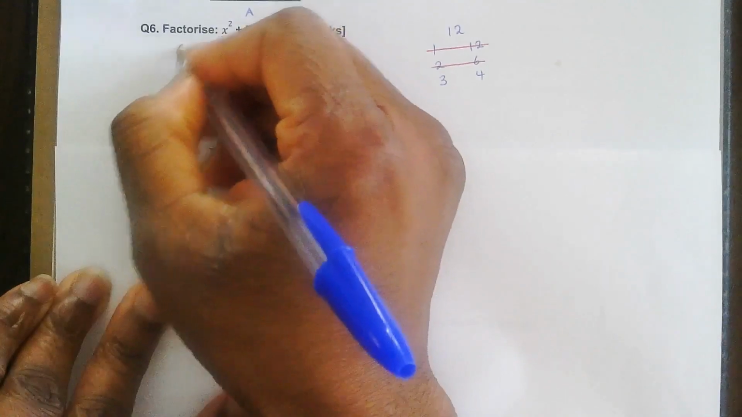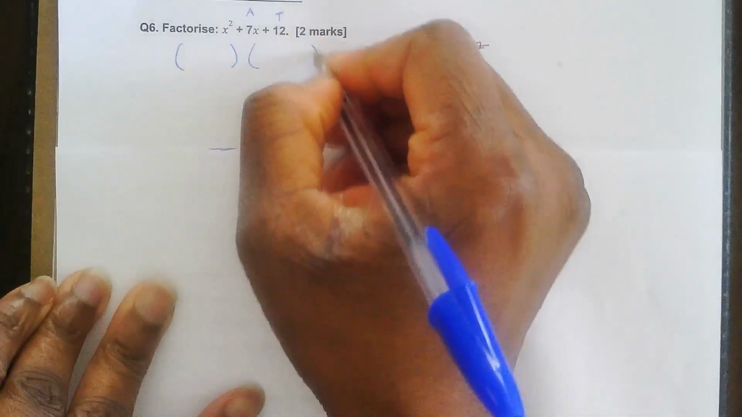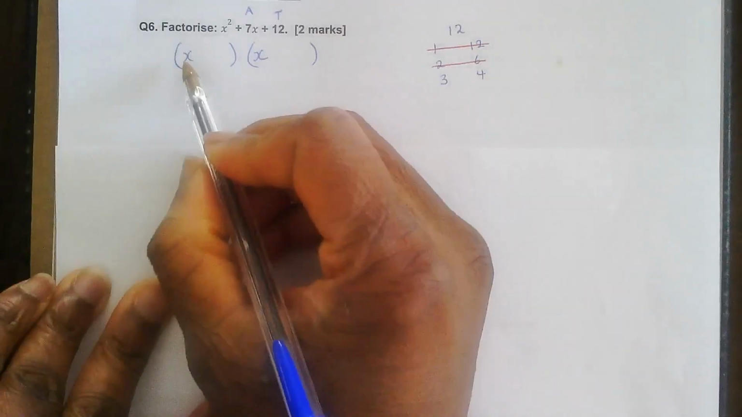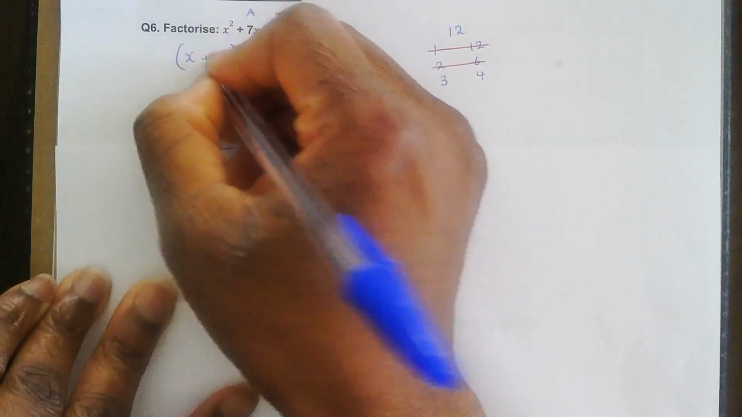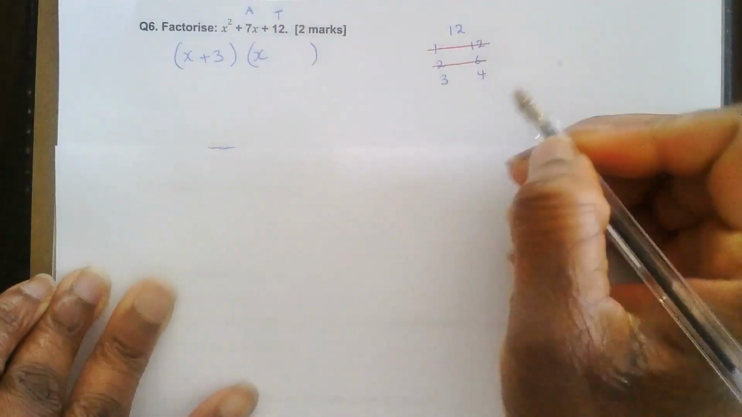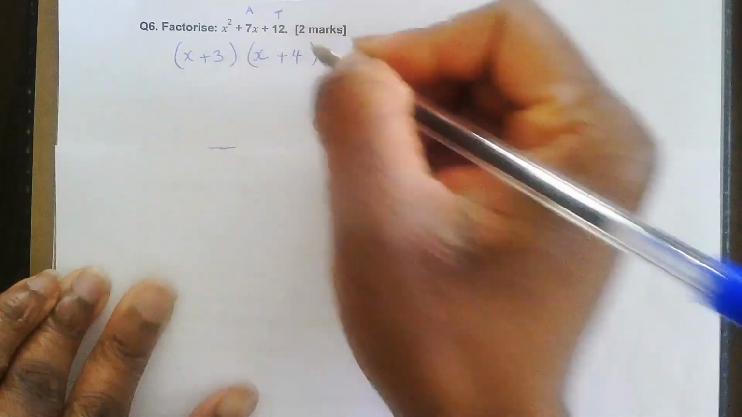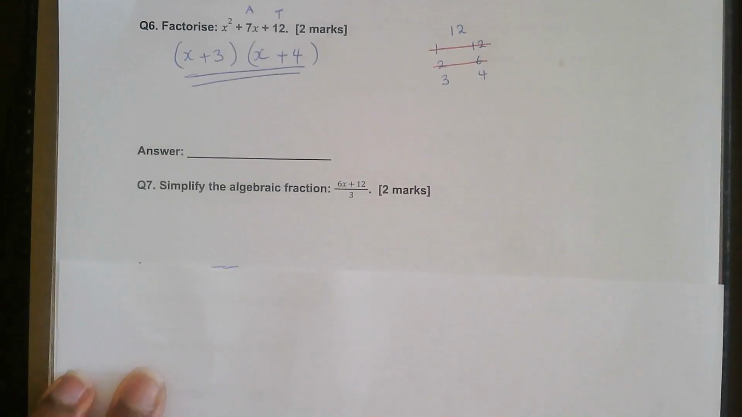So what we've got to do is we open two sets of brackets. In each you have x, because x times x gives you the x squared. Now you take the first factor, place it in there. The second factor, which is positive 4, place it in there. And now you're done.